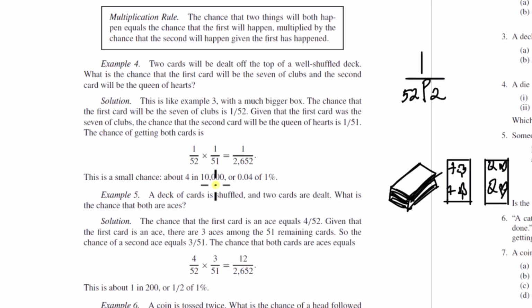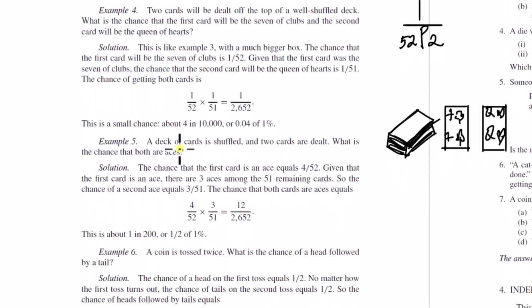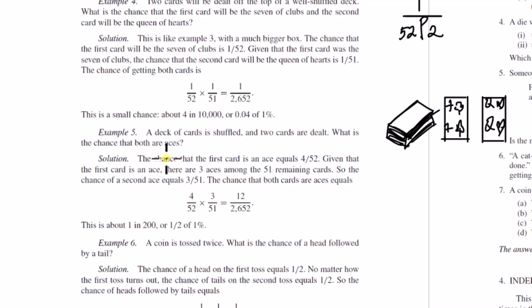You see? All right, now the next example says, a deck of cards is shuffled and 2 cards are dealt. What is the chance that both are aces? Okay, so these both need to be aces. So we put this fraction bar here. What's the total number of outcomes? It's still going to be the 52P2, the 2,652, right? Now, what about the number of successful outcomes? So both need to be aces.